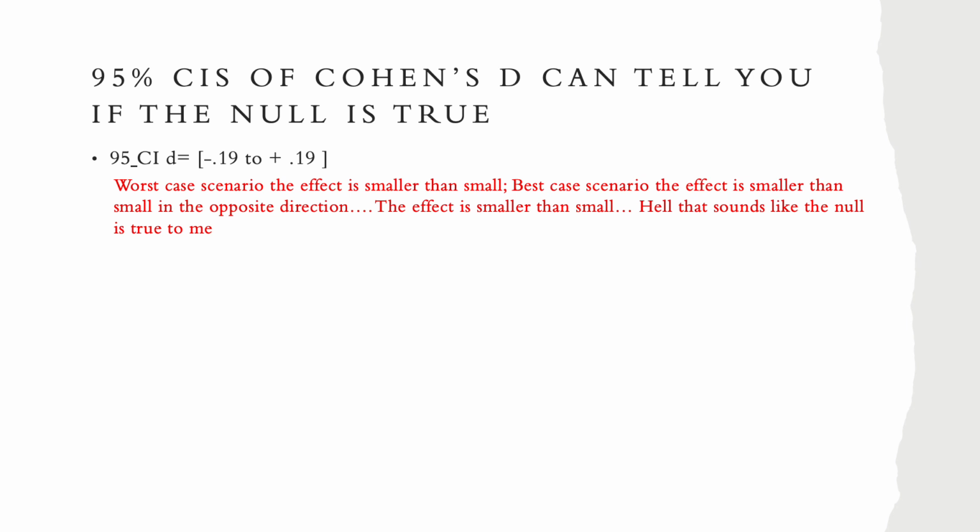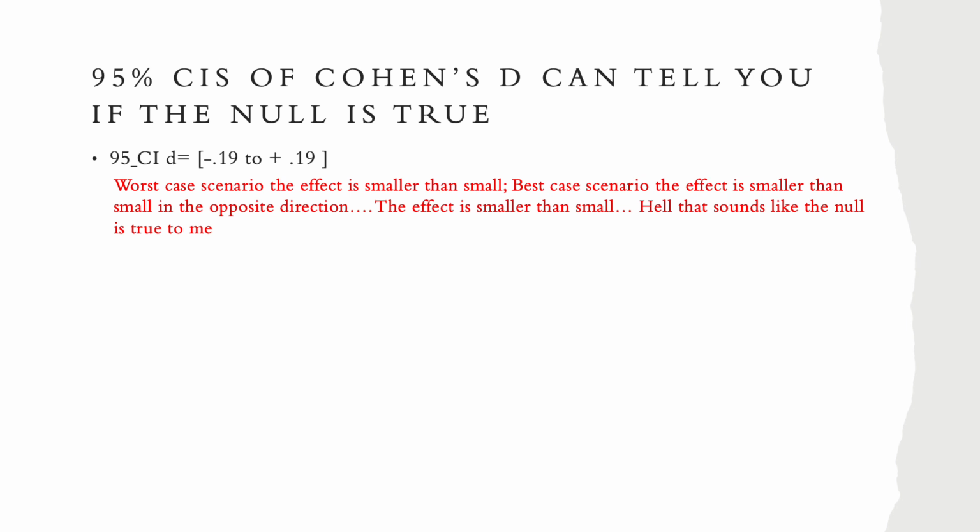So let's just look at this in action. We've got a 95% confidence interval. It can tell us if the null is true. Before, when our p is greater than 0.05, we know nothing. Well, if you add a confidence interval to this, and your 95% confidence interval of Cohen's d falls between a less than small effect and a less than small effect, a negative 0.19 and a positive 0.19, what do you know? You know that essentially the null is true. This effect doesn't matter, right? Worst case scenario, the effect is smaller than small. Best case scenario, the effect is smaller than small in the opposite direction. The effect is smaller than small. Heck, that sounds like the null is true to me, right?